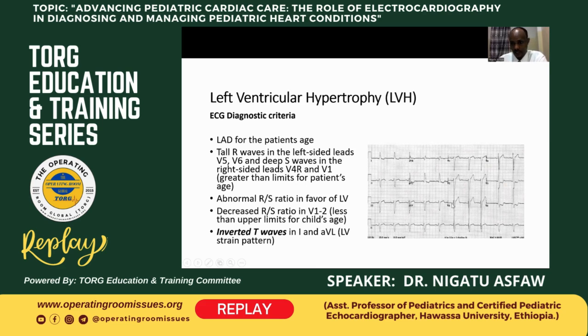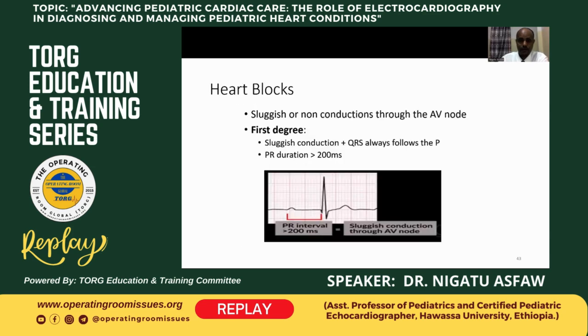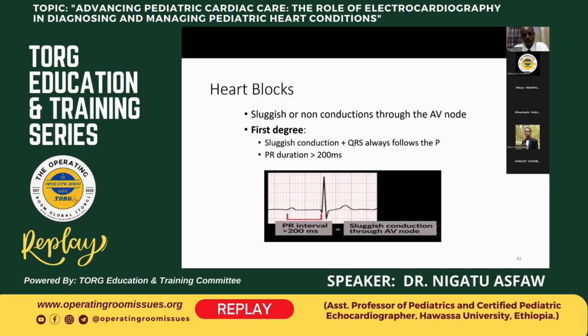So in this picture, we see there is deep S waves in V1, V2, and V3, and there is left axis deviation, which suggests left ventricular hypertrophy. And the other heart conditions in children is heart blocks. That means there will be sluggish impulse transmission, or totally the impulse from SA node or the atrial node is not conducted to the ventricles.